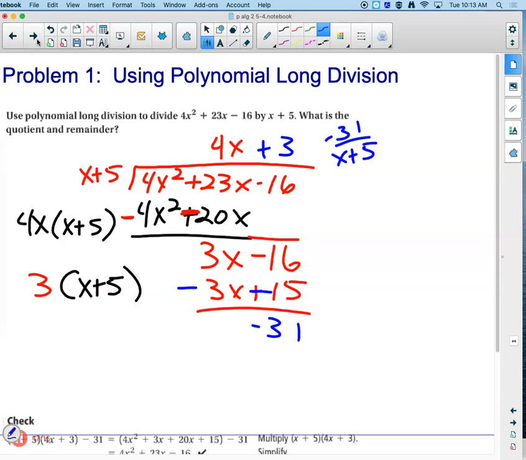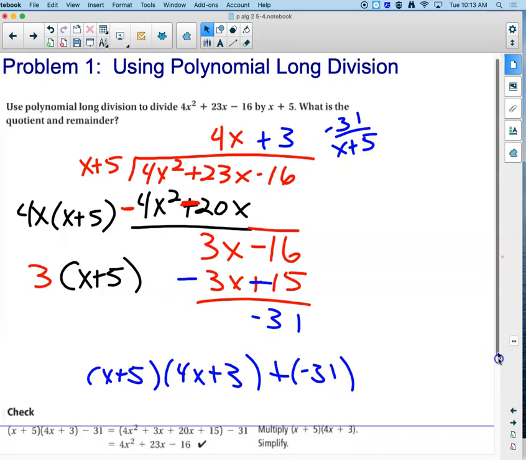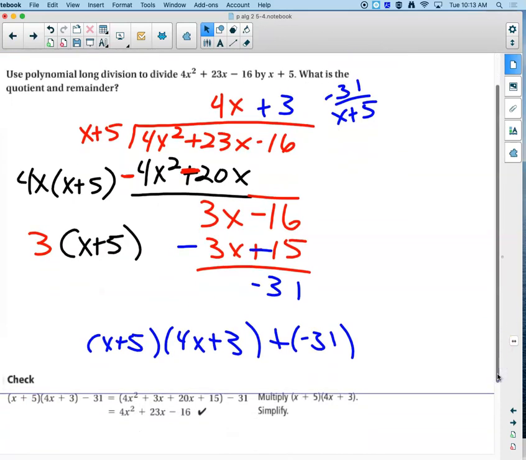So this one would be kind of weird to check, but we could check it because we could take x plus 5 times 4x plus 3 and then add our remainder. Because that's what remainders do. You know, they're the number that kind of sticks out like a sore thumb. They're not doing the normal stuff. And in fact, that's what goes on in this little check down here.